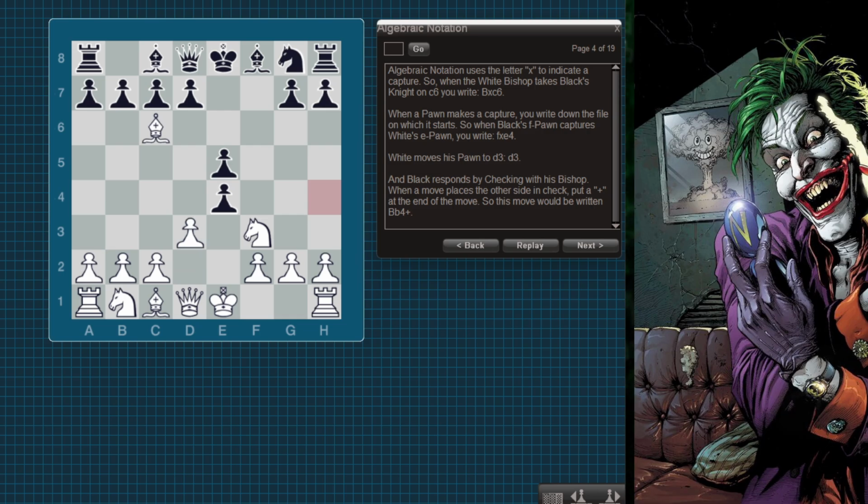White moves his pawn to D3, D3. And black responds by checking with his bishop. When a move places the other side in check, put a plus sign at the end of the move. So this move would be written capital B, B4 plus.